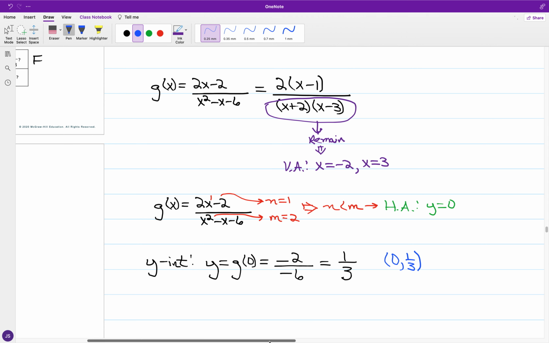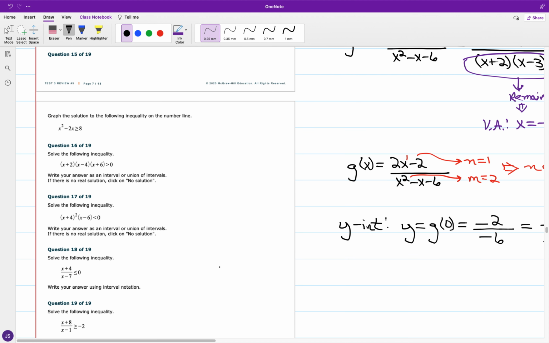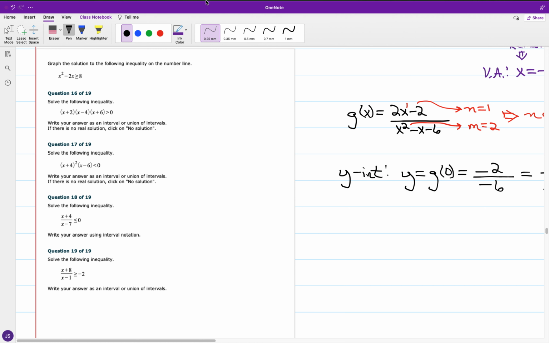So between graphs D and E, the one just barely above the x-axis looks like we have 0, 1/3 here. For graph E, if you notice, you have just below the x-axis. So now E is going to be disqualified, and it turns out that only D will remain. And so D is going to be that graph which will define the characteristics for g of x. And now for the holdover from the set of inequality problems.